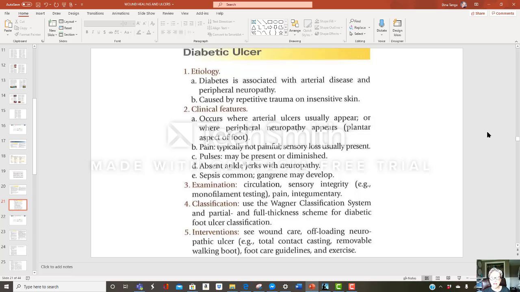Classification: use the Wagner classification system and partial or full thickness scheme for diabetic foot ulcer classification. Interventions, see wound care, offloading, neuropathic ulcer, total contact casting, removable walking boot, foot care guidelines, and exercise.